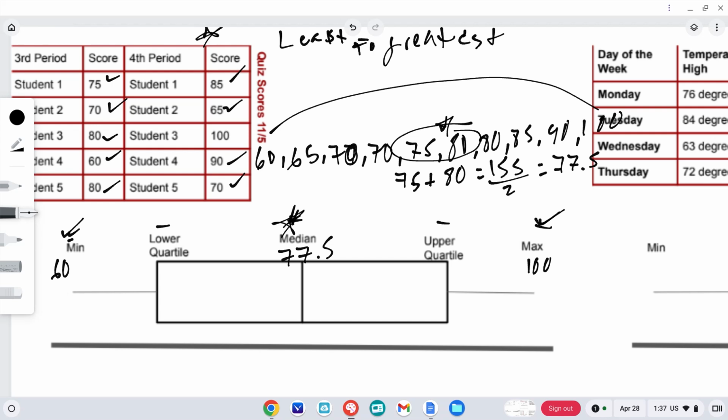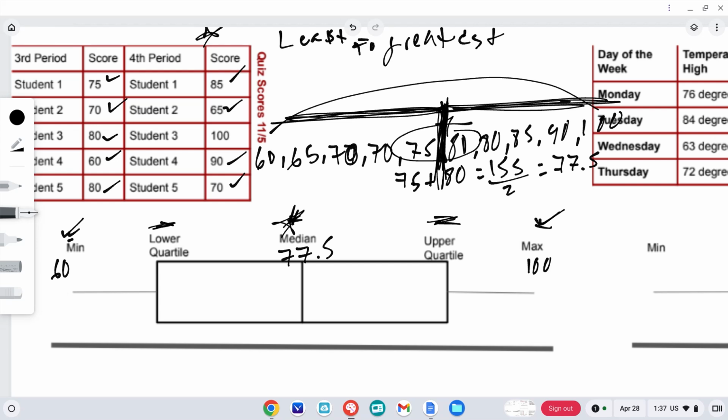What's our next pieces we need to find? The lower quartile and the upper quartile. Okay, well, these are just the middle of the lower half and the upper half. So I might go ahead and divide my numbers in half. All I'm doing is just drawing a line through the very middle. That's where that median would go, right? Okay, so now I can see there's the lower half and I have the upper half.